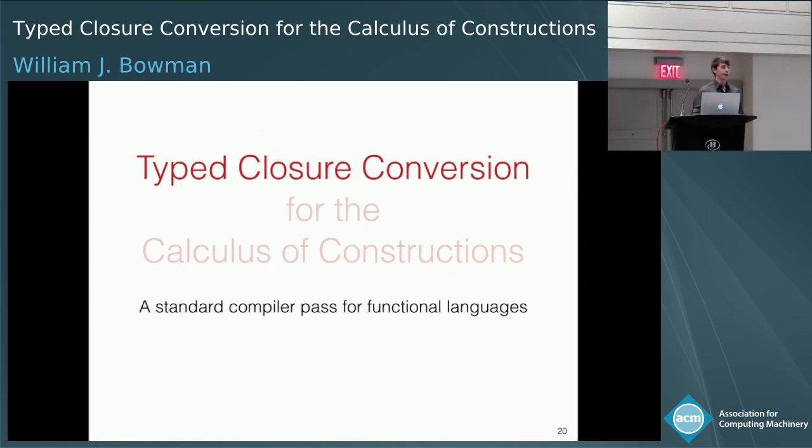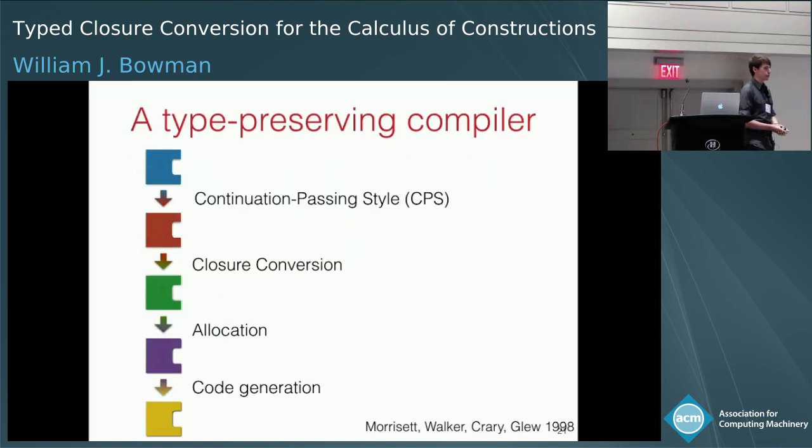So closure conversion is a standard compiler pass used in functional languages like Coq. Our goal is to write a type-preserving closure conversion translation that preserves dependent types. To understand type preservation, let's take a brief look at its history.